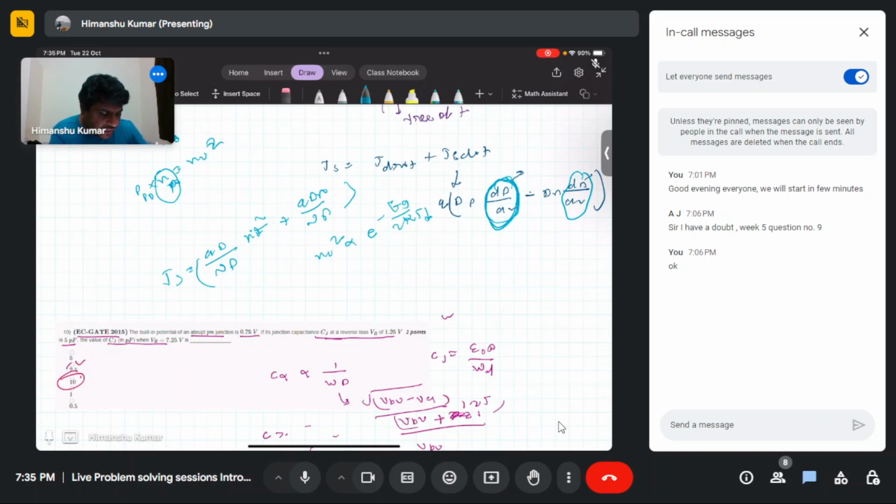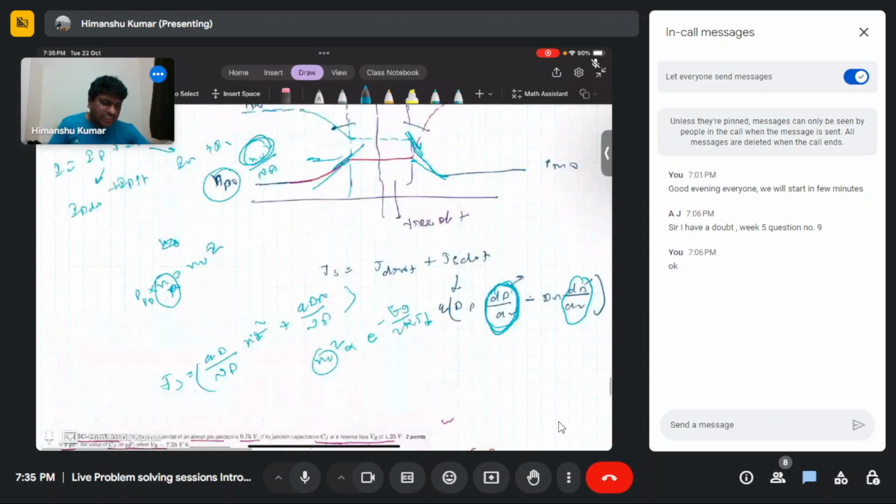So that means your Ni square will get increased. That means your Js, J total, which is equal to the Js, will also get increased. Is that clear? TC is less than TD.